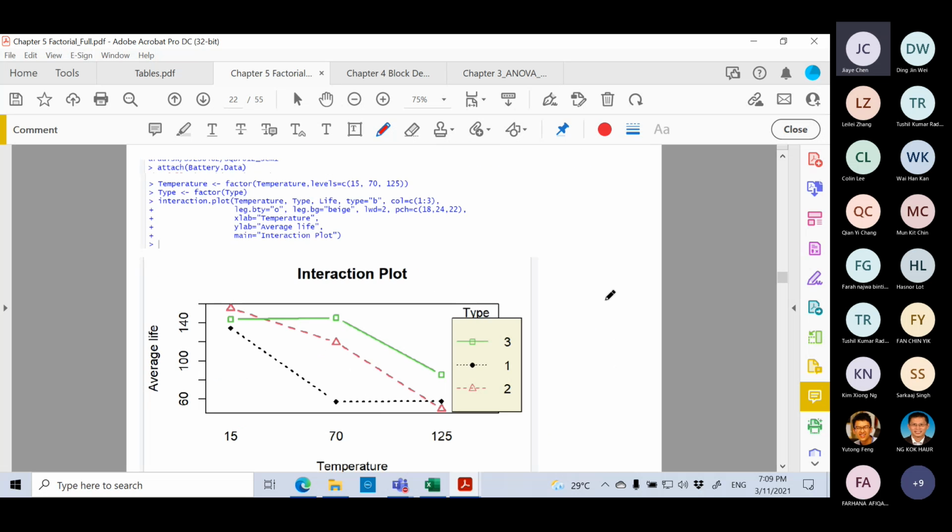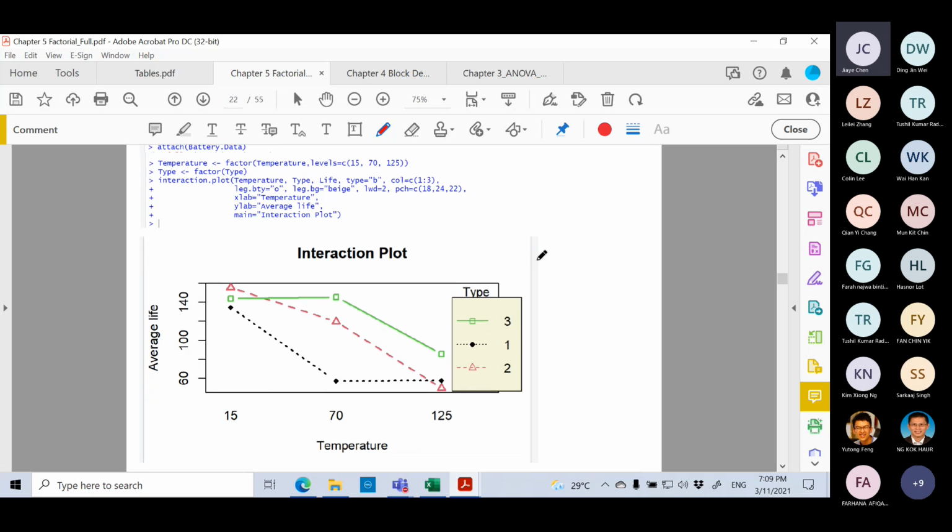Okay. So now we go to the plot. Another thing is this plot is called the interaction plot here. Because just now, based on the result, we showed that the interaction is significant. What I say significant means that they are different. Okay, significant means that they are different.